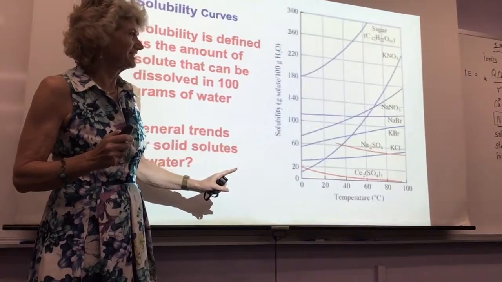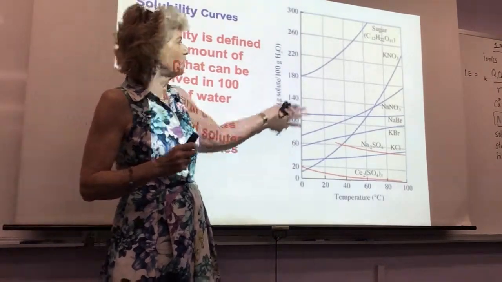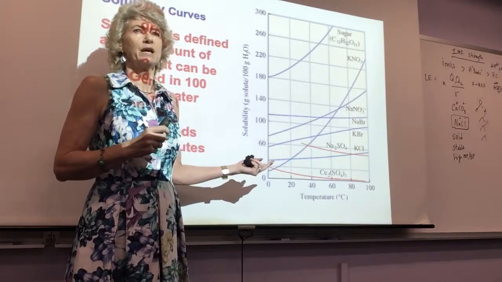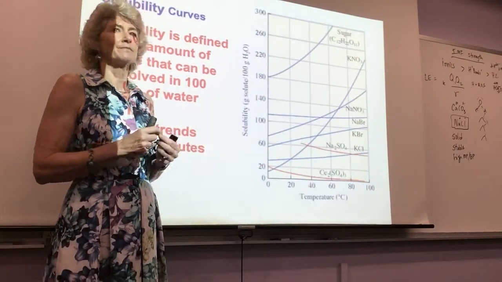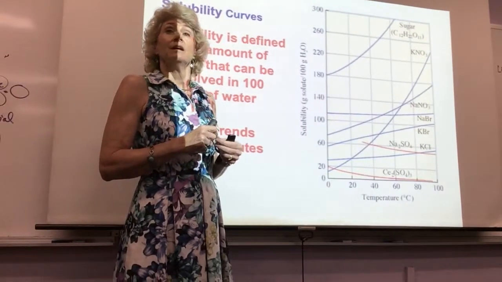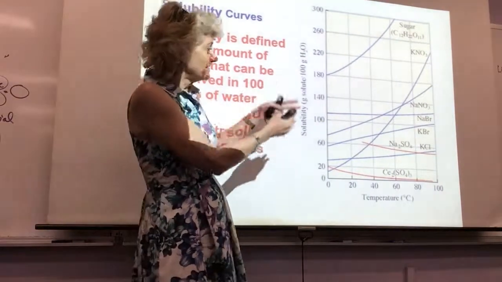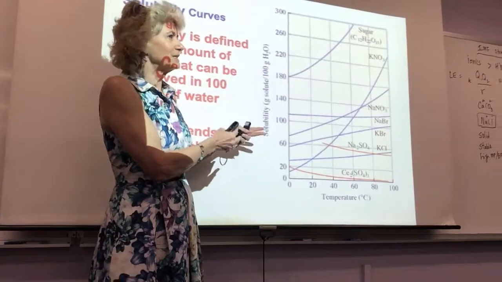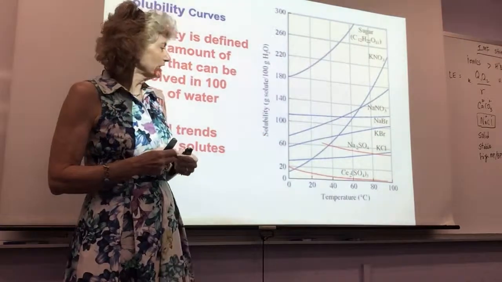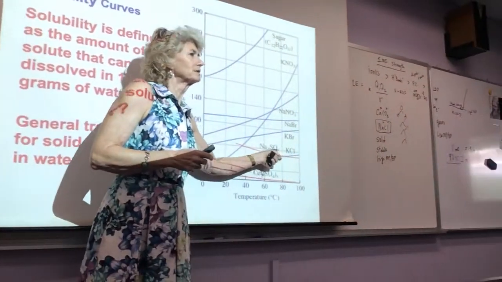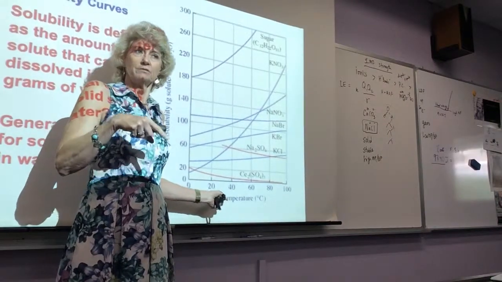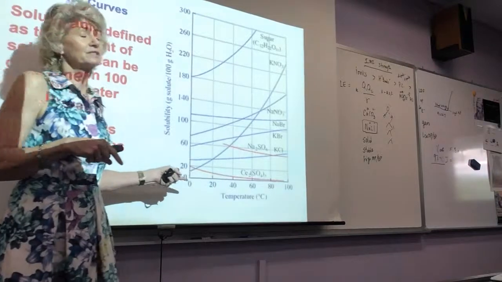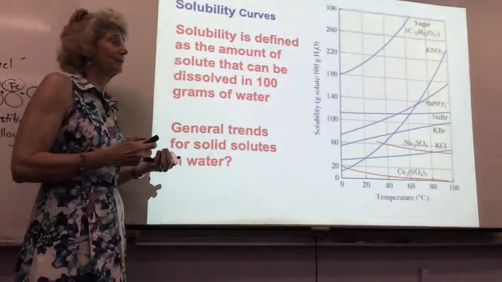Oops, sorry. Next slide. Before we go there, what's the overall trend for ionic compounds as a function of temperature for the solubility? Most of them are doing what? Most of the lines on this graph are increasing or decreasing with temperature? Increasing. There's only two that decrease. So pretty much all the time, if you warm up the water, the solids will dissolve better.